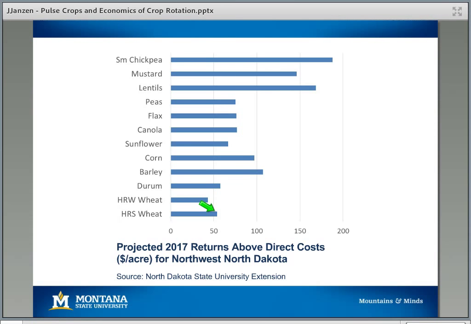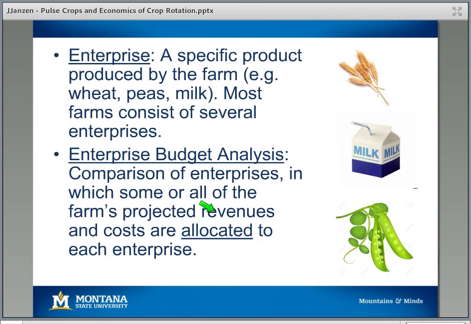We want to think about what went into these estimates, what was excluded, and how we can adapt these estimates to a particular context. That is, the specific revenues and costs that you expect to incur on your farm. So before we go through that, it's useful to define some terms.